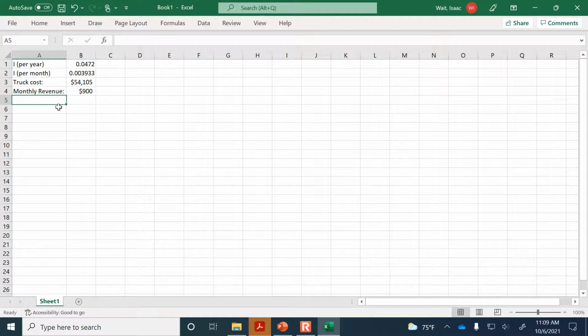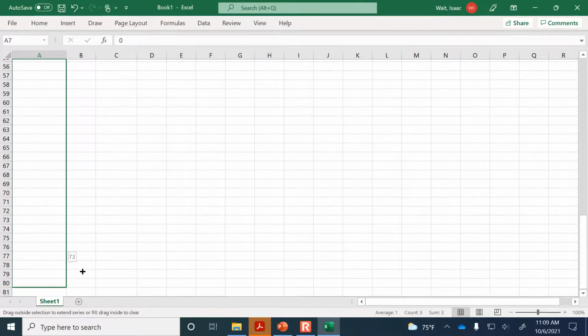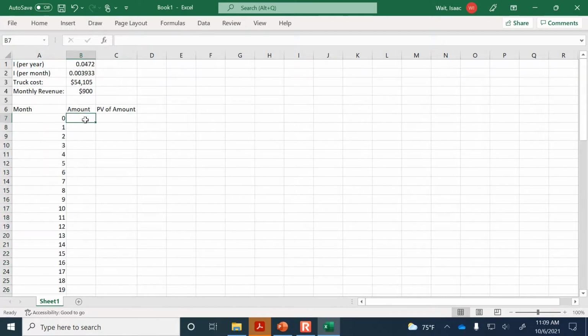Okay, so to assess this, I'm going to have our month, amount, and PV of amount. We've seen these columns before. Sometimes we call it period number or year, but this is a monthly analysis. And so we're going to go through 66 months. Let me drag this down till I see that I've got 66 months. And each month I get this revenue of $900. So I'll anchor the reference there and drag that down through all of them by double clicking at the bottom right.